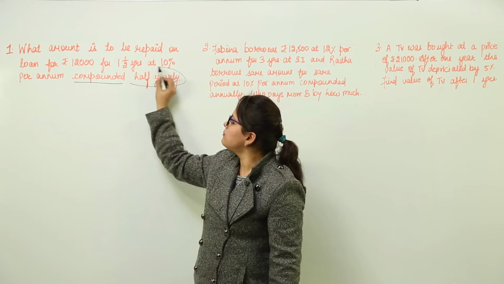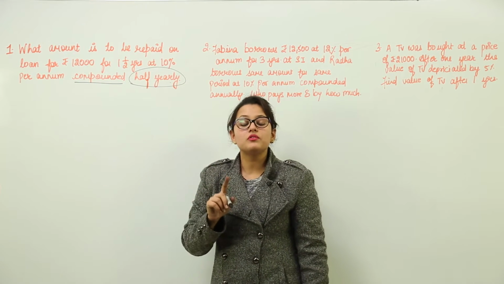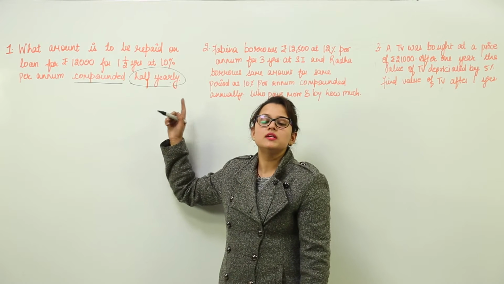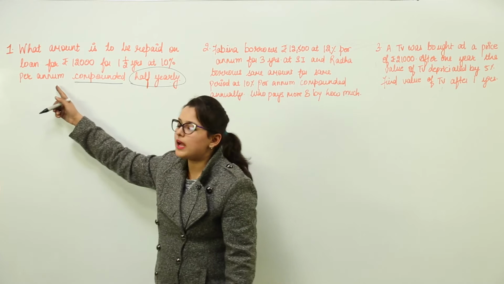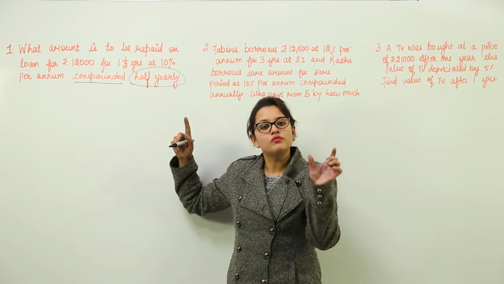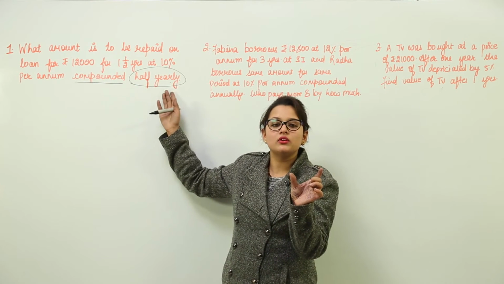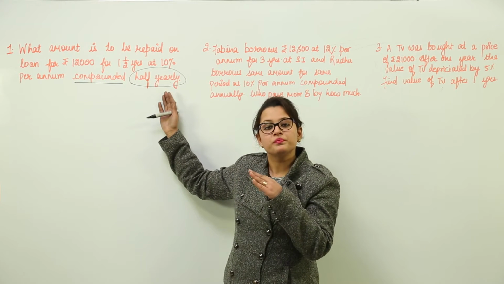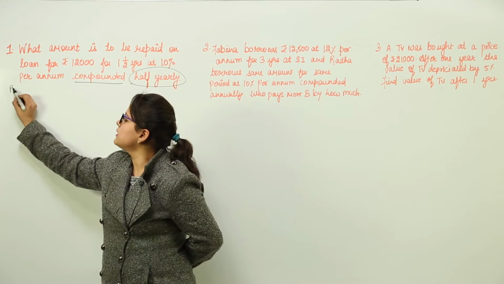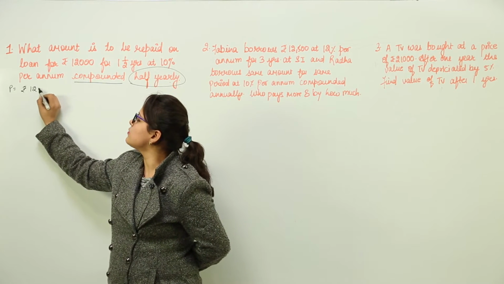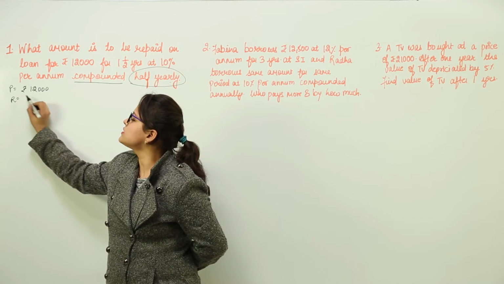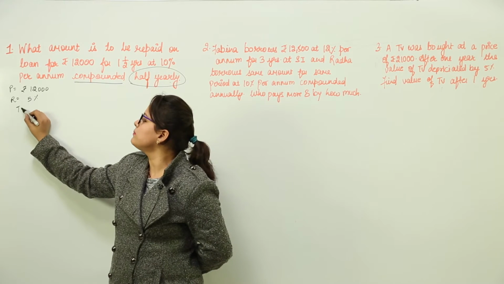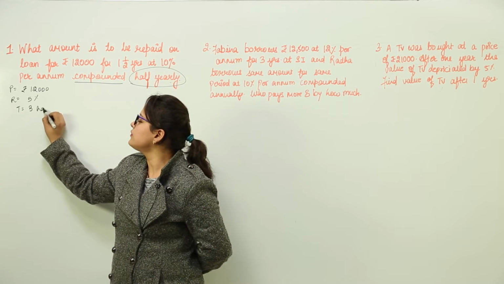Here they are mentioning particularly that they are calculating the interest on a half yearly basis. That means whatever rate of interest was provided, the rate was per annum, that is, for the period of a whole 12 months. But here we are calculating the interest on a half yearly basis, that means our rate will get reduced to half. So now the principal that we have is rupees 12,000. The rate of interest for half yearly purposes will be 5% and the time period would be 3 half years.